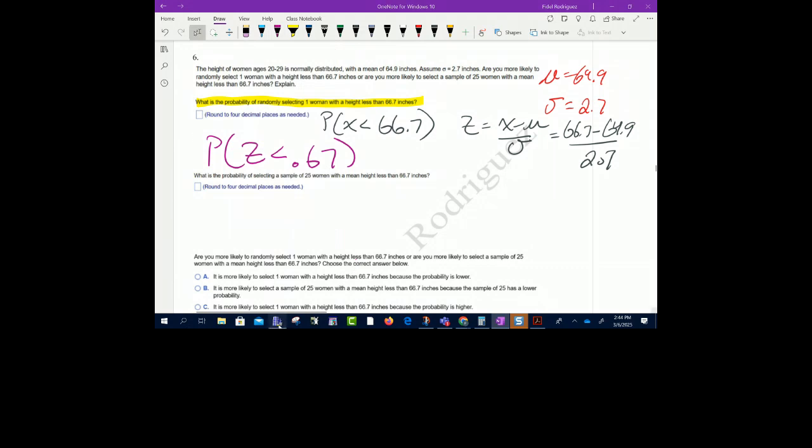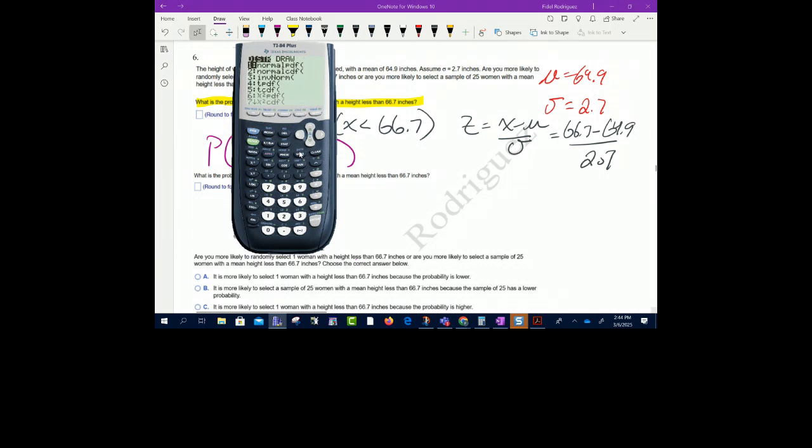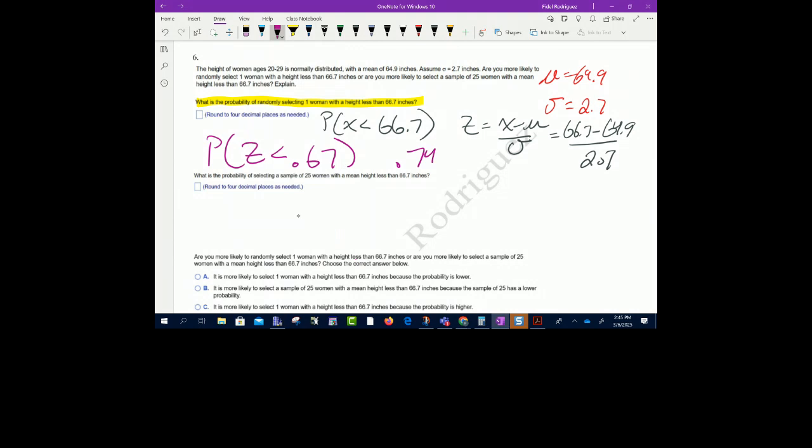If we're going to the left, our lower value should be negative 5,000, 1, 2, 3, comma, and then 0.67. Okay, let's do this. And y'all, if I go to 4 decimal places, 0.7485 or 6? 6. Okay, 0.7486.